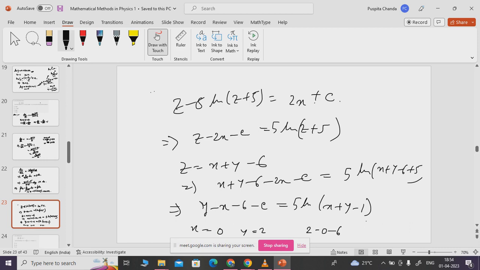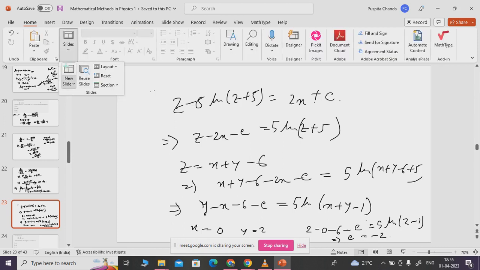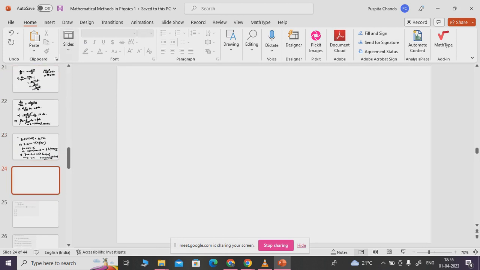So when x is equal to 0, y is equal to 2. So it is 2 minus 0 minus 6 minus c is equal to 5 ln (2 minus 1), which is 1, ln 1. So from here we get c is equal to minus 2.